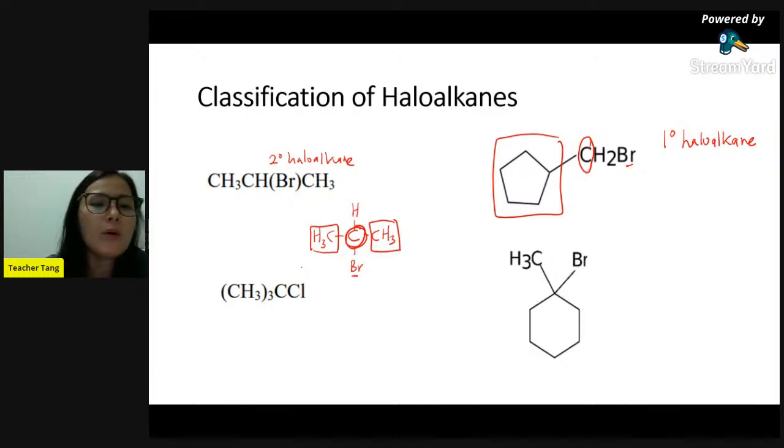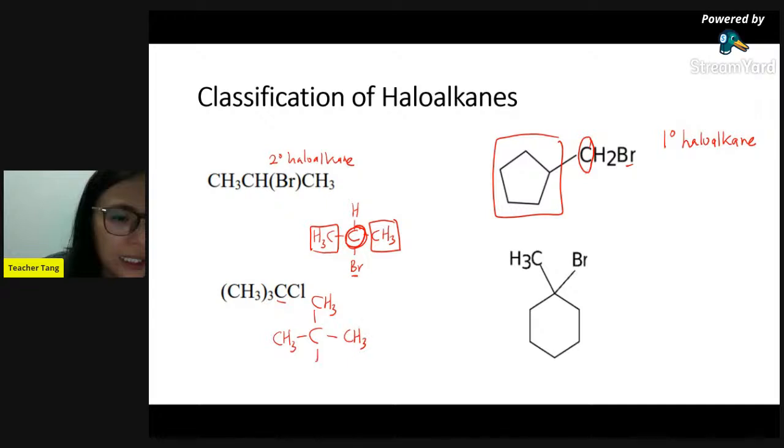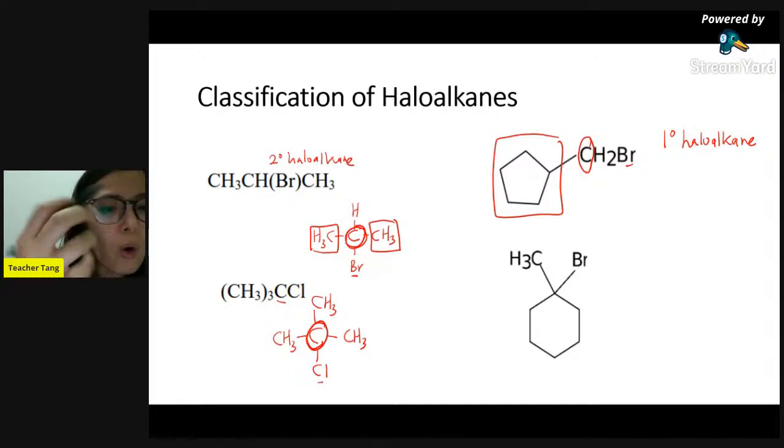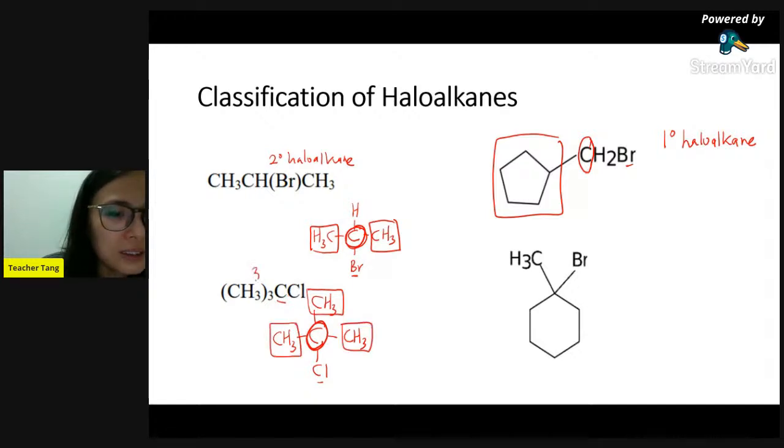Now we move on to look at this example. If you can't see it this way, you can always expand it. This carbon is attached to CH3, CH3, and the Cl. So circle your reference carbon. This is the reference carbon, which is bonded to halogen. Can you see that no hydrogen is attached to it? So it has 3 alkyl groups. If having 3 alkyl groups, it is a tertiary haloalkane.